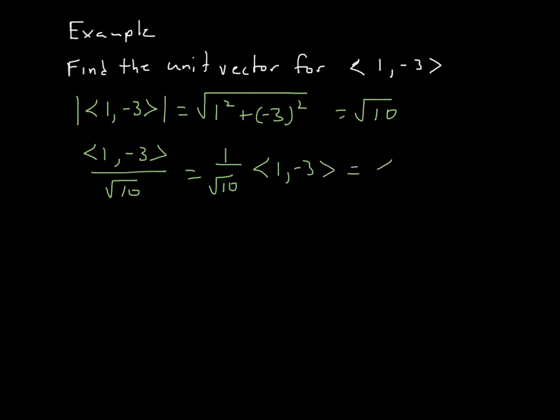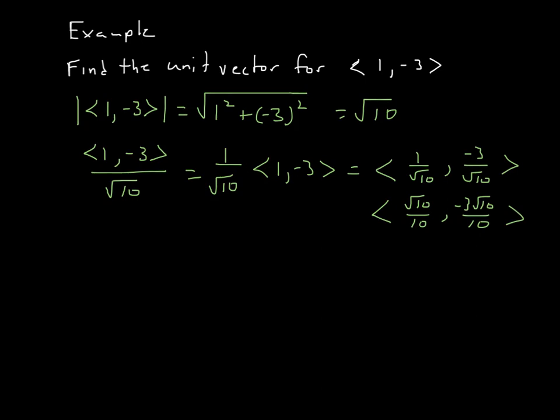The result is that I'm going to get the vector 1 over the square root of 10 and negative 3 over the square root of 10. And if I want, I can rationalize that. That will be square root 10 over 10 and negative 3 root 10 over 10. And that would be our unit vector.